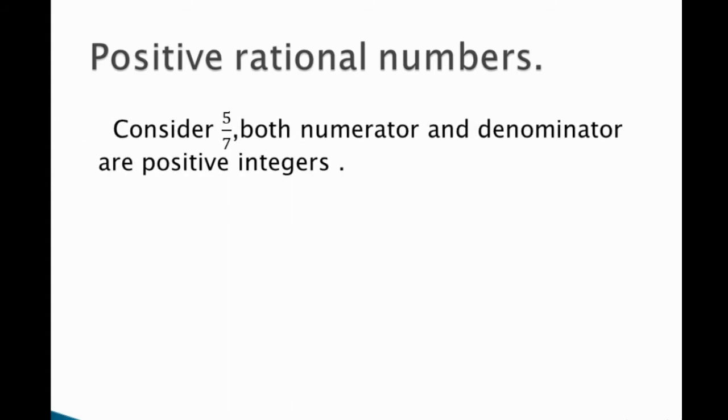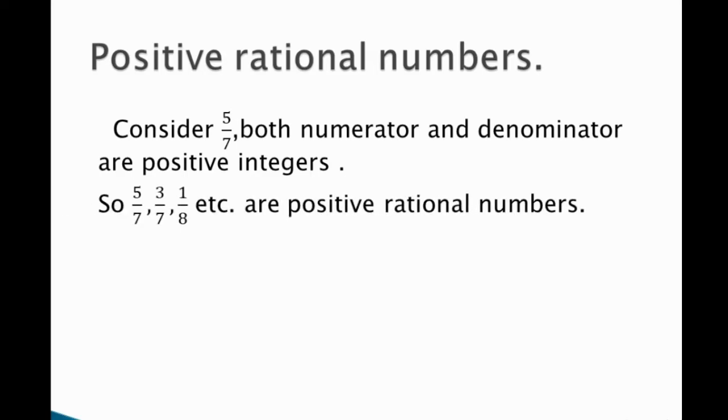Next, we will discuss positive and negative rational numbers. Positive rational numbers. Consider the rational number 5 by 7. Both numerator and denominator are positive integers. Such a rational number is called a positive rational number. So, 5 by 7, 3 by 7, 1 by 8, etc. are positive rational numbers.